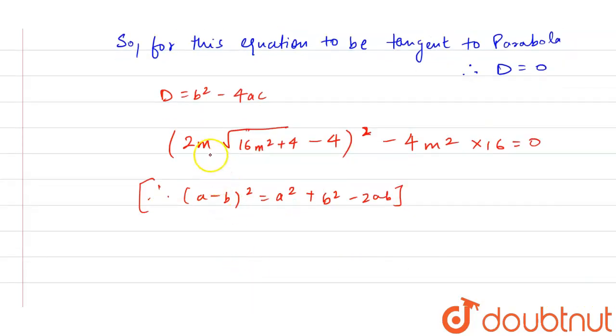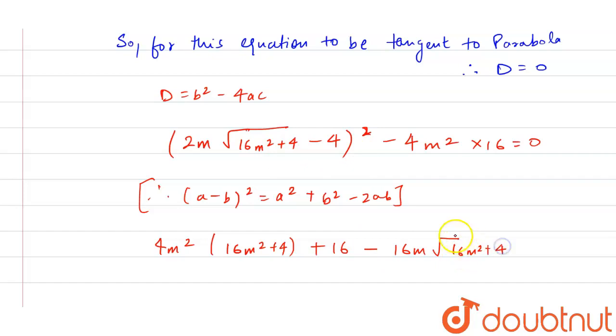So we get 2m whole square, that is equal to 4m square outside, and 16m square plus 4, this is a square plus b square, which is 16, and this will be equal to minus 2 multiplied by 4 multiplied by 2, that is minus 16m under root 16m square plus 4, and that is equal to minus 64m square, which is equal to 0.